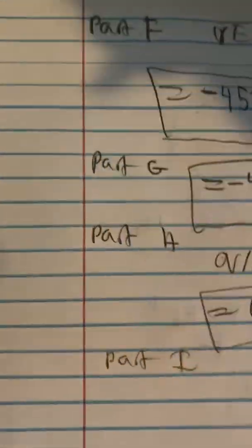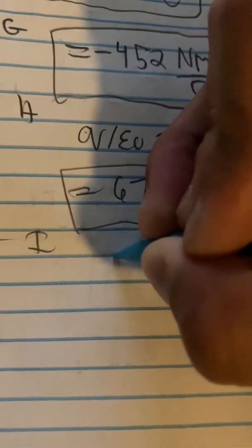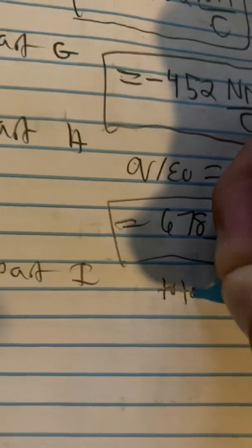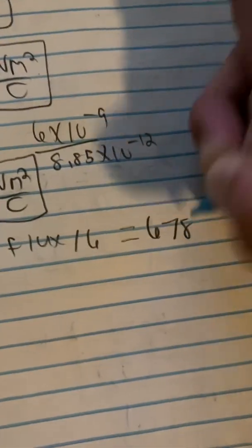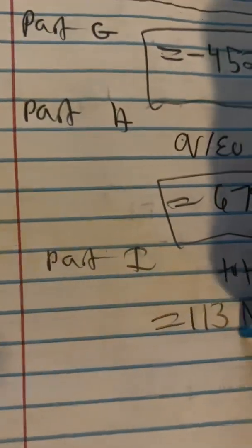Part I, calculate the electric flux through one of the 6 faces of the cube. For this one, we take the total flux divided by 6, which will equal 678 divided by 6, which will give us 113 N·m² per C.